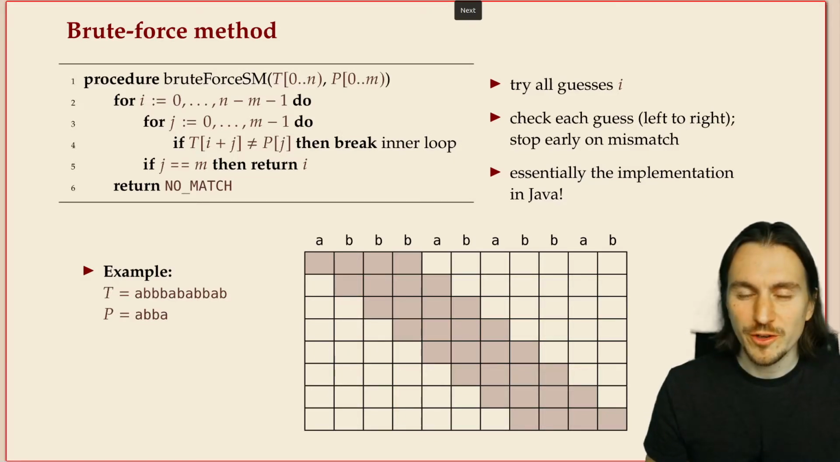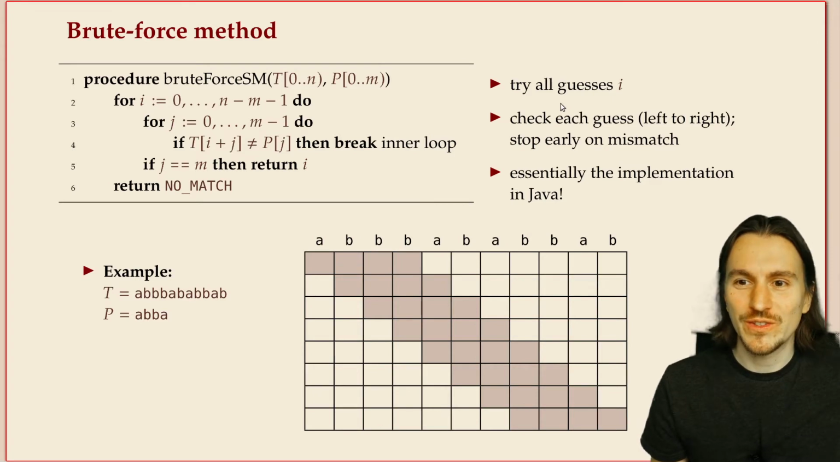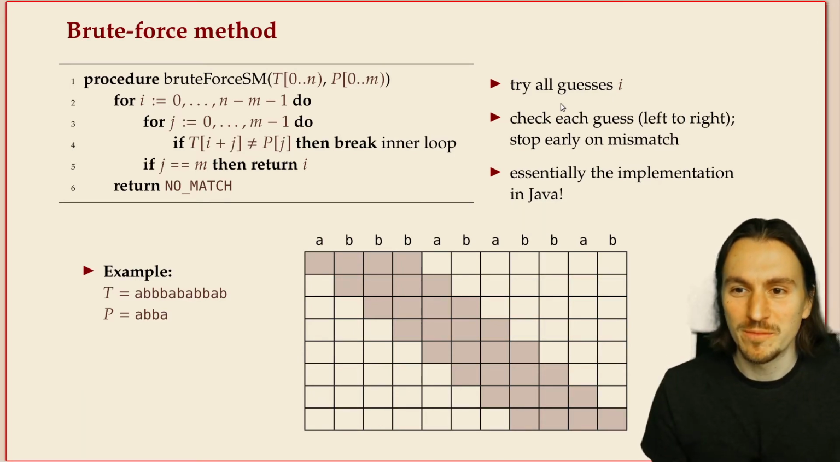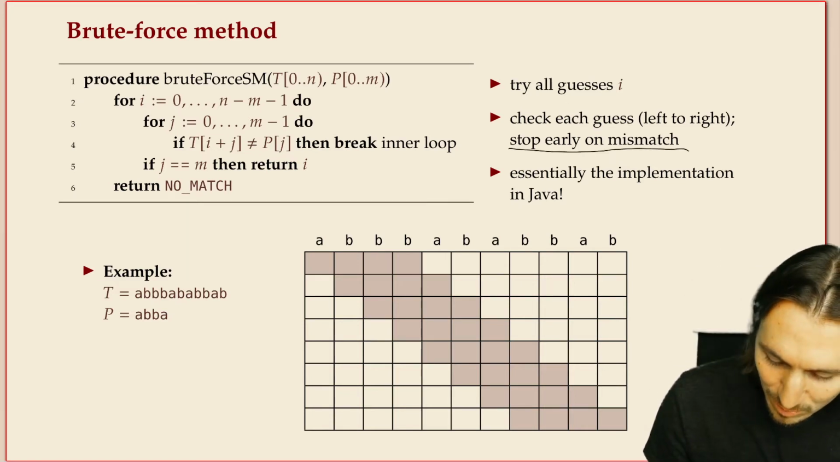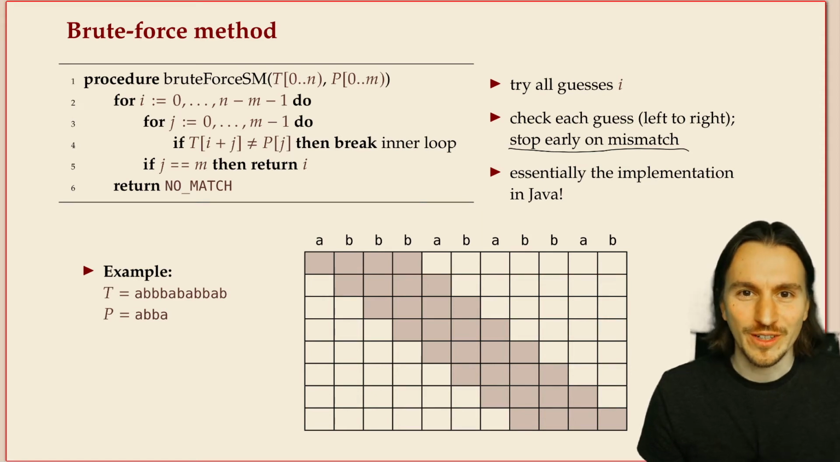Now let's look at our first algorithm for string matching, and it's a very simple one. It's brute force, so it says try all guesses and do the checks just as they come. The only slight optimization that's built into this is that we stop if we have a mismatch. We don't stupidly keep going if we already know that the current guess must be incorrect. That's the only thing.